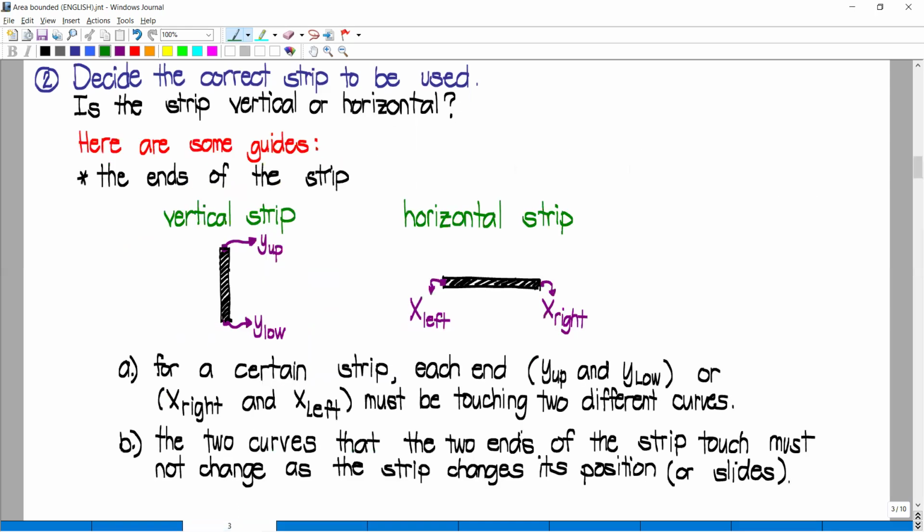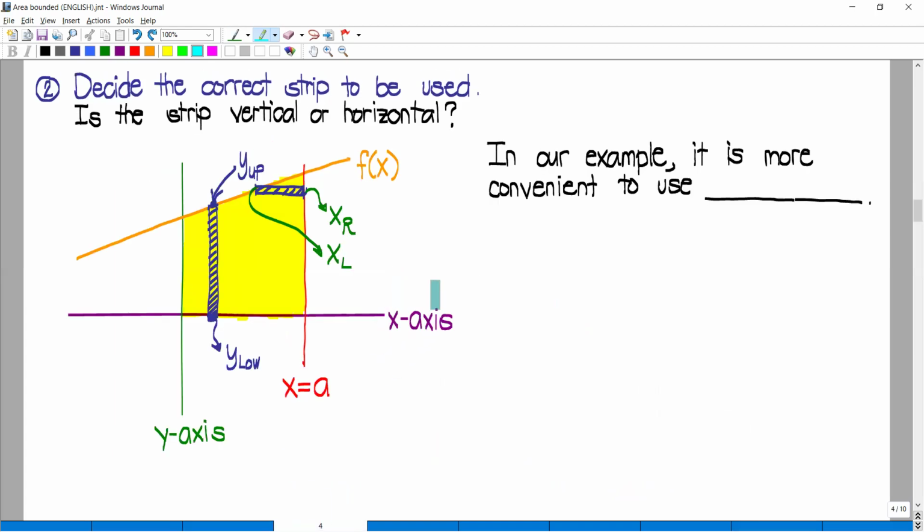Now going back to our condition letter A, yes, the vertical and the horizontal strips are both satisfying the condition letter A. Okay. So we must not stop with that condition. Let's now have the condition letter B. Now, in condition B, it is said that the two curves that the two ends of the strip touch must not change as the strip changes its position or when the strip is sliding. When we slide the strip or when we change the position of the strip.